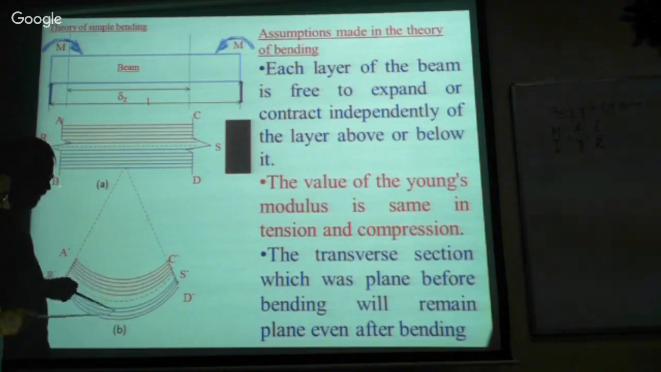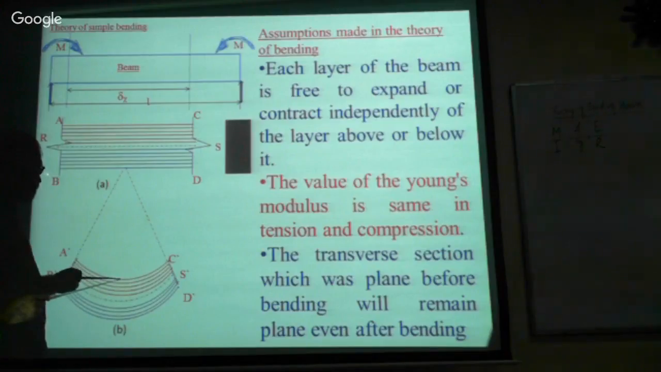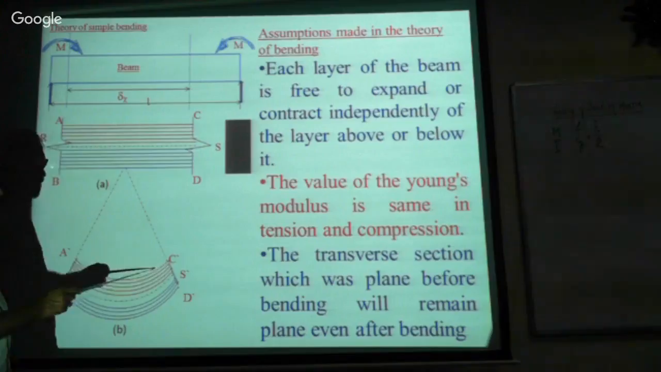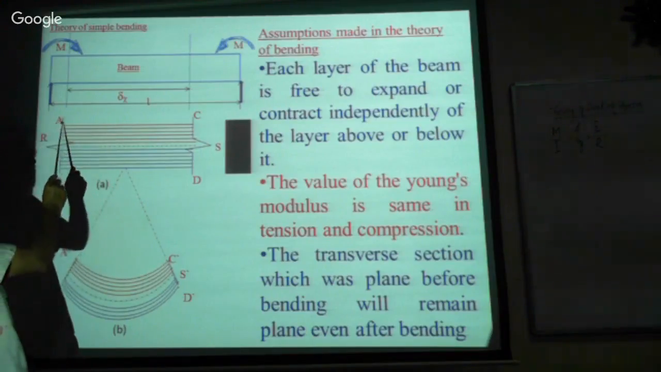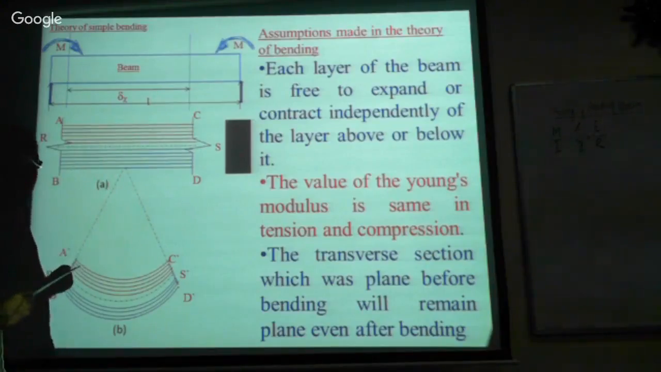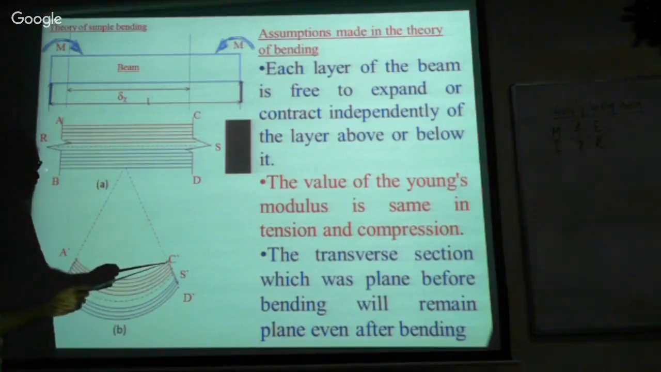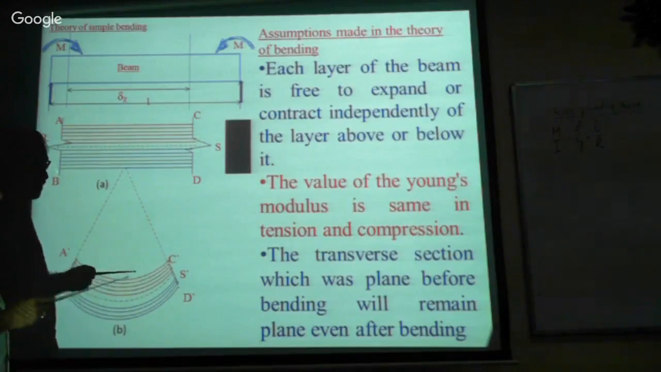The most important thing one should understand here is that the beam is made out of a number of layers. The top layer is suffering from maximum compression, that is, shortening. This is the original length of the beam layer, and this is the compressed layer. The same layer is compressed and its length is shortened. That means it is resisting the compression.